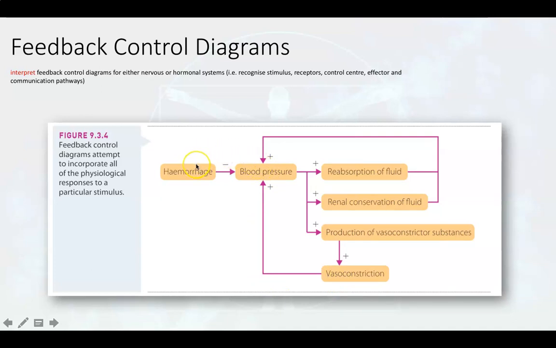So here we have stimulus, which would be picked up in our receptors, and then we have all these pathways which are going to be the communication pathways. We'd have our brain, which picks up changes in pressure, changes in tempo, all of that kind of thing, and then that would send a message to our glands or to our muscles to do these kinds of things like vasoconstrict. So that is a feedback control diagram.